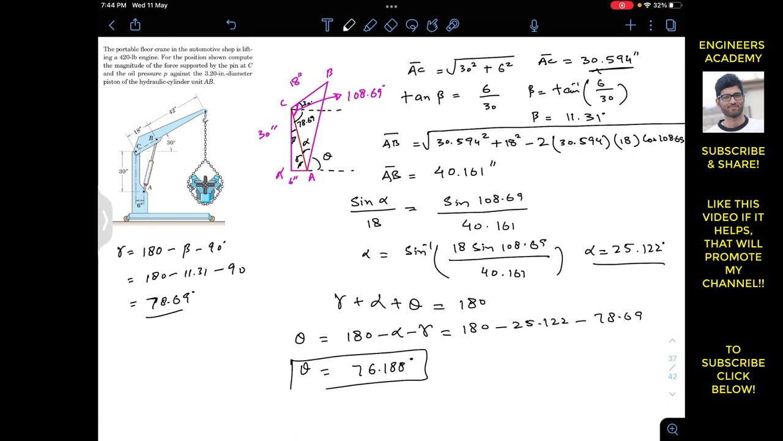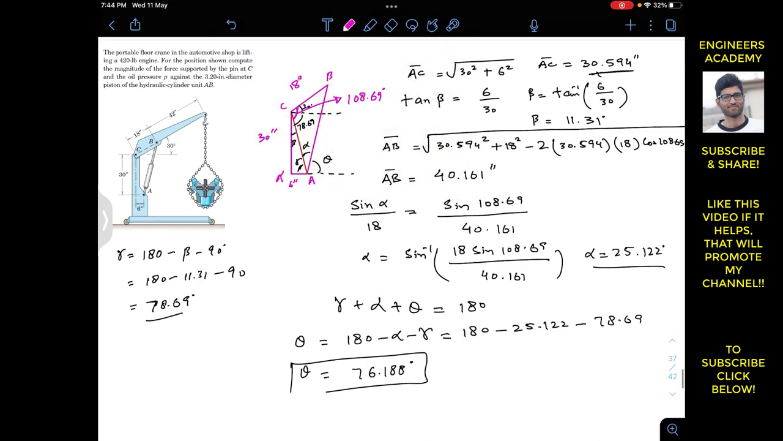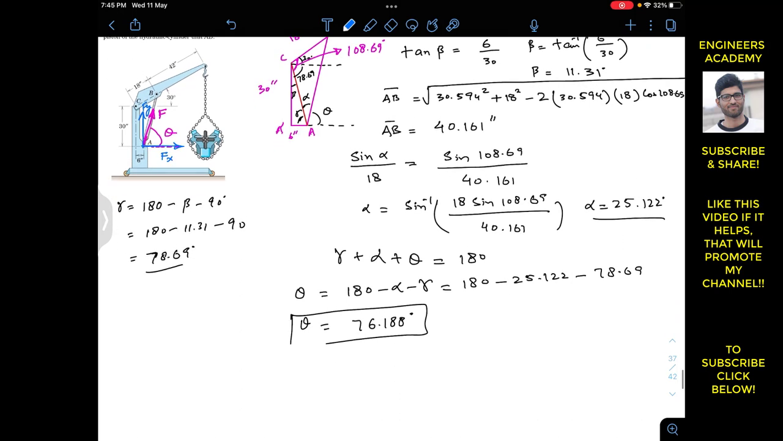So now if I represent that angle here, this is that angle theta, and this is that force F which is applied by this piston cylinder arrangement at point A. Now we can resolve this force F into its components. One component in this direction will be Fx, and this will be Fy. Now if we apply the summation of the moment about point C equals zero, that will give us the magnitude of this force F.